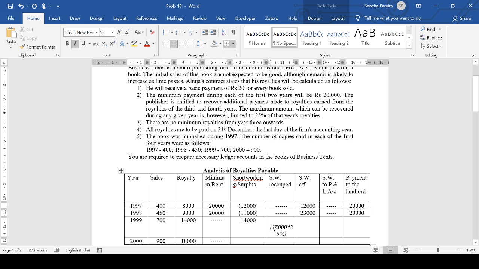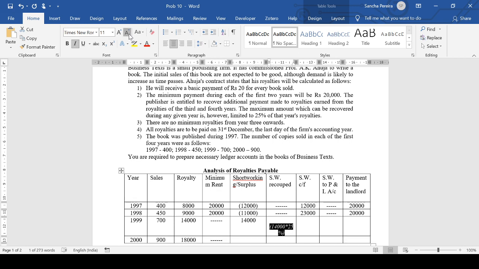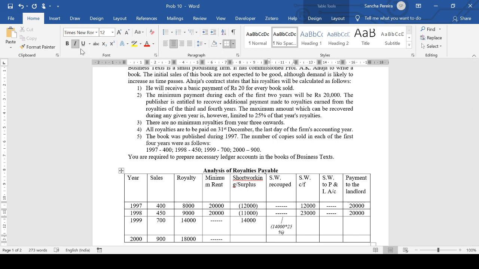14,000 into 25% will basically be 3,500. So I hope you've got the difference. Though we have a huge surplus here, 14,000, and we have a short working of 23,000, we can't use the entire surplus. They said you can recoup at the most 25% of the royalty. So at the most we can recoup 25% of the royalty.